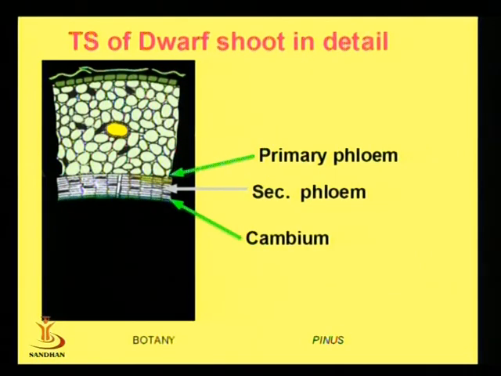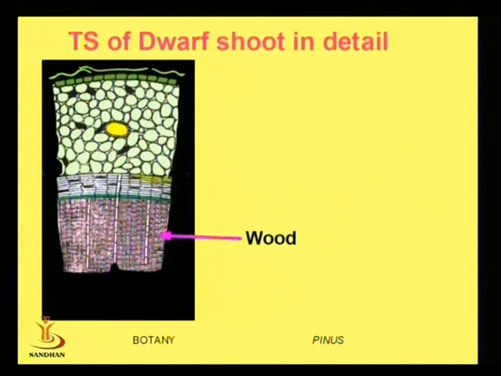Followed by secondary phloem, there is of course the presence of cambium, and cambium is followed by wood. Here you can see very well there is not much difference in the wood, because it is a dwarf shoot. Dwarf shoot does not have a long life, it has limited growth, and that's why there is no presence of autumn wood and spring wood or annual rings. There is no formation of annual rings, no specificity of autumn wood and spring wood in the case of dwarf shoot, because dwarf shoot has a limited life.